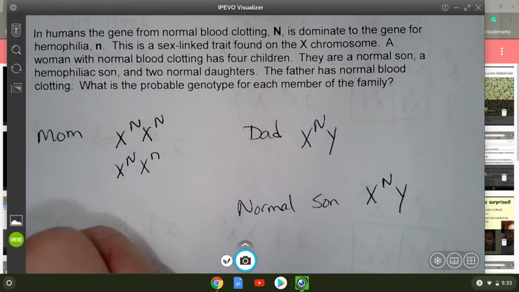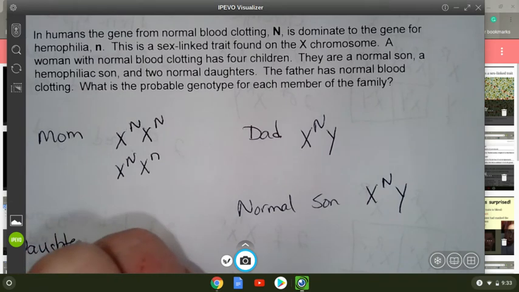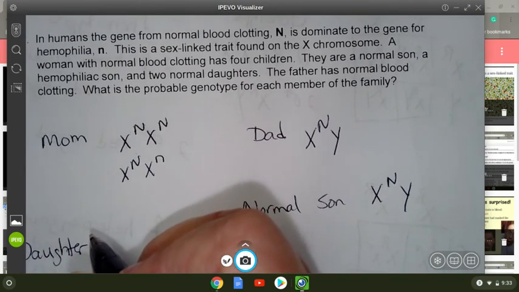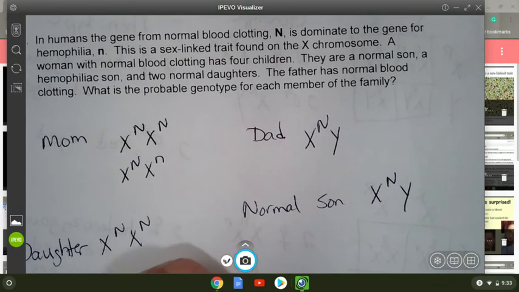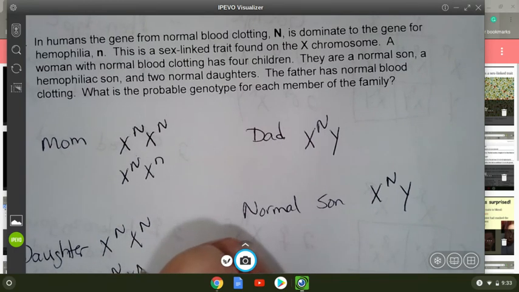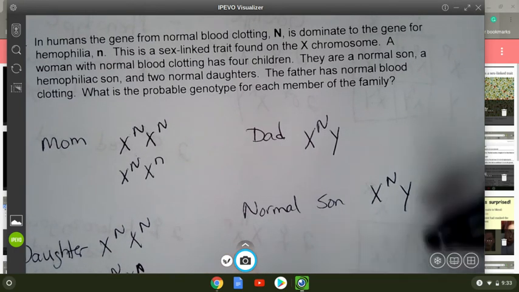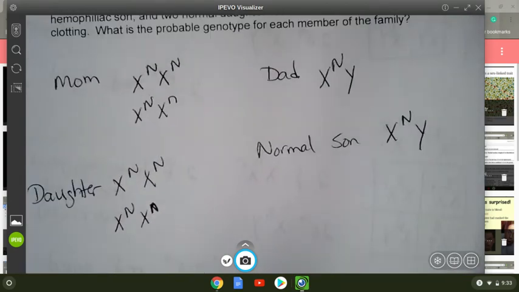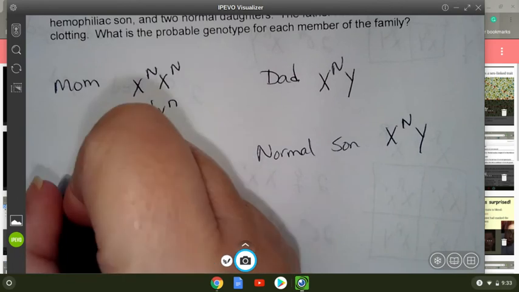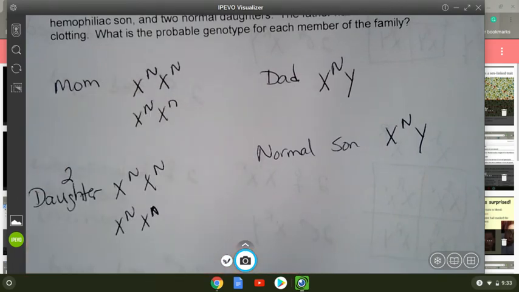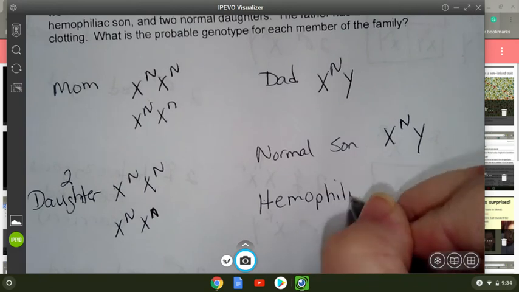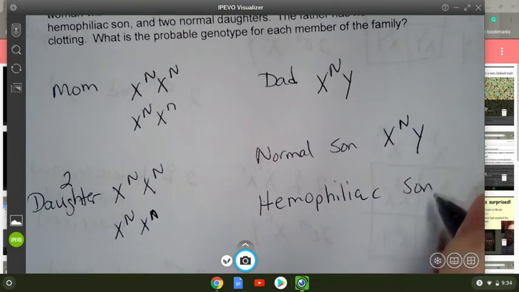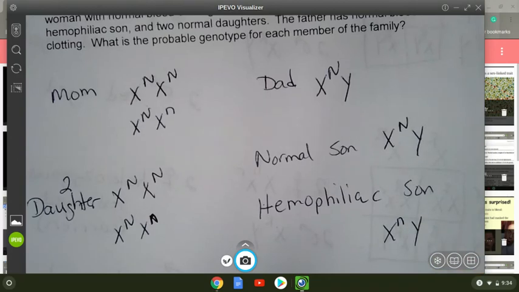They have daughters with normal blood clotting. But theirs, again, can be the same as mom's. So they could have one big N and one little n, okay? And there's 2 daughters, okay? And then the last one is a hemophilic son. And he would have to have a little n since he has that trait.